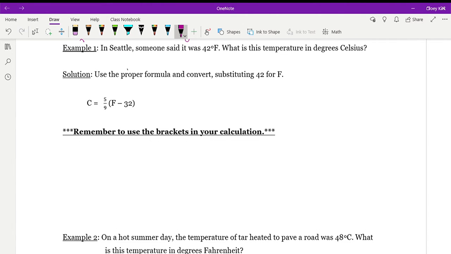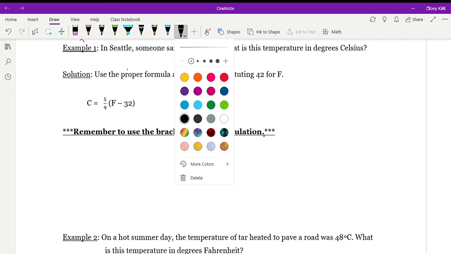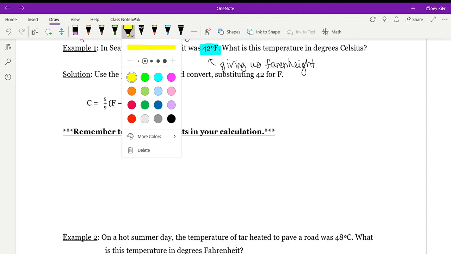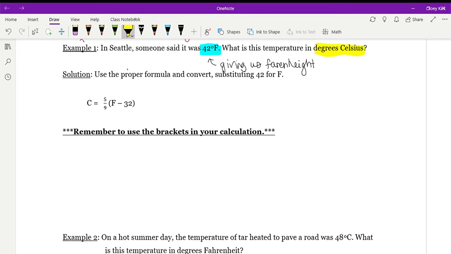First example, in Seattle, so I'm going to highlight the information here. Somebody said it was 42 degrees Fahrenheit. So they're giving us Fahrenheit, we can probably assume, I'm going to just change colors here, that we're looking for Celsius, okay? So I like to highlight just so that I know. Giving us Fahrenheit, and they want to know what the temperature is in degrees Celsius, okay?